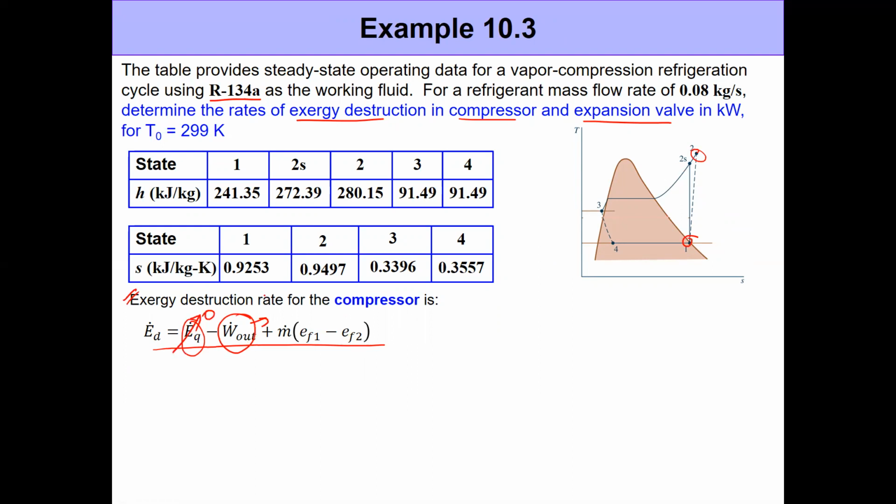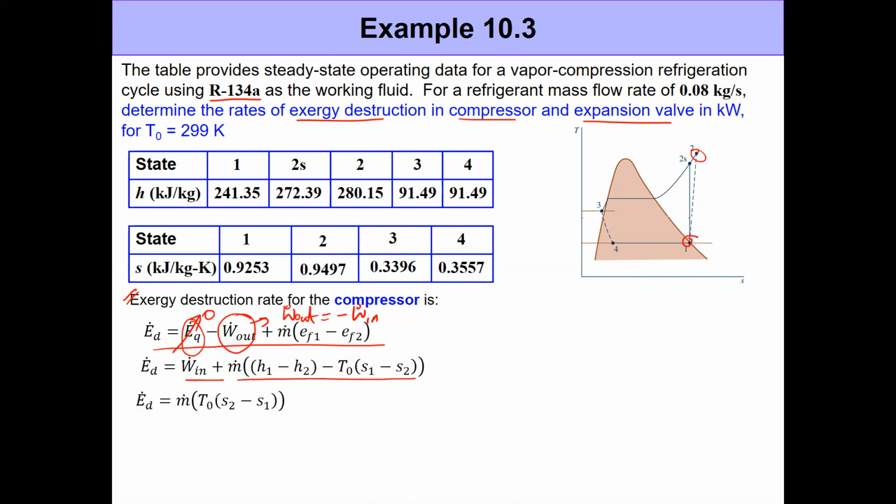And actually there's no work output being produced. We actually have to provide work in. So as we know, work out is actually equal to minus W dot N. So when you write it in terms of the work input, this is how it's going to look. It's just work input plus the change in the exergy.